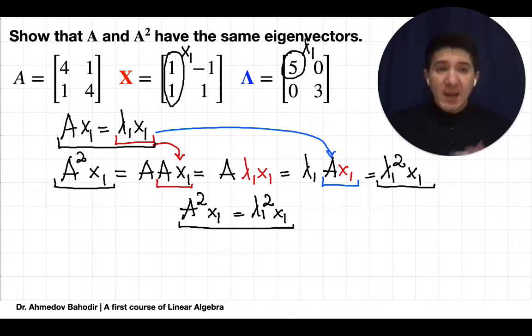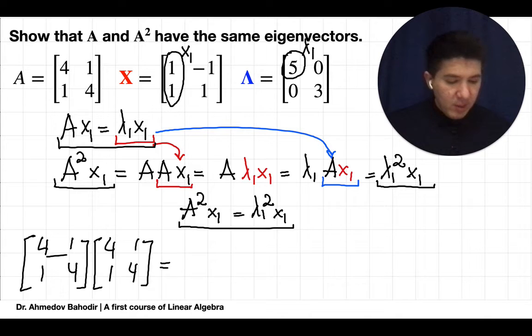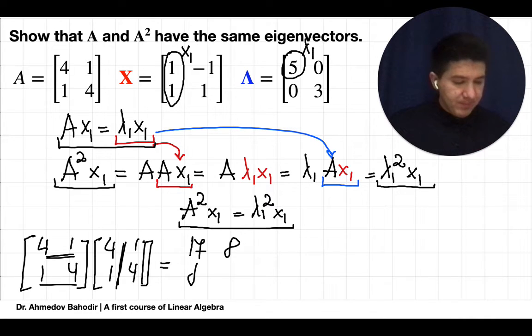I would like to check this out for this matrix. So I'm going to square this matrix A and find its eigenvalues and eigenvectors. First, let's square this matrix A. To do this, we simply multiply the matrix A by itself: 4, 1, 1, 4 times 4, 1, 1, 4. If you multiply this, the first row by the first column is 16 plus 1, 17. The first row by the second column is 4 plus 4, it's 8. The second row by the first column is 8 again, and the second row by the second column is 17.